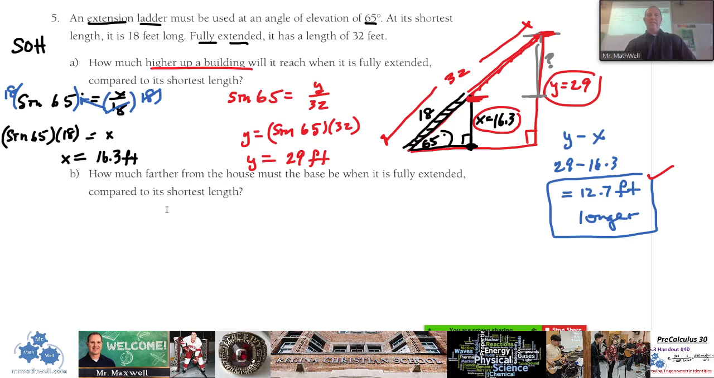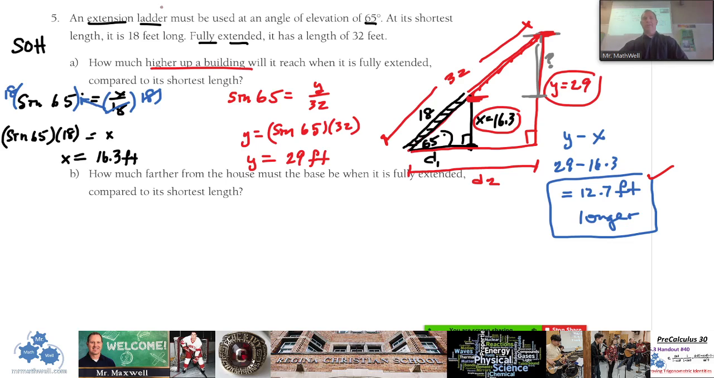Okay, so B says, how much farther from the house must the base be when it's fully extended? So we already have a diagram. This would be an example of where the house is right here, this vertical black line. That's where the house is when it's at its shortest. So here's the distance away from the house. So let's put this as maybe distance 1. That's the short distance. Okay? Versus, compared to, when it's fully extended, is the full length here, distance 2.